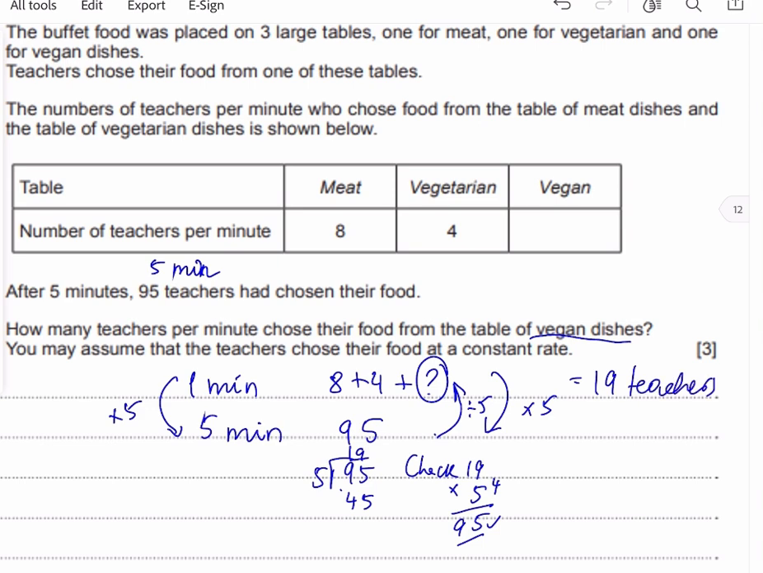So 19 teachers. So we know 8 chose meat, 4 vegetarian and we're missing the vegan part. So we can easily work it out from the equation I made. So mark vegan as x, 19 minus 12 will give you the amount of teachers who chose vegan dishes, 7.